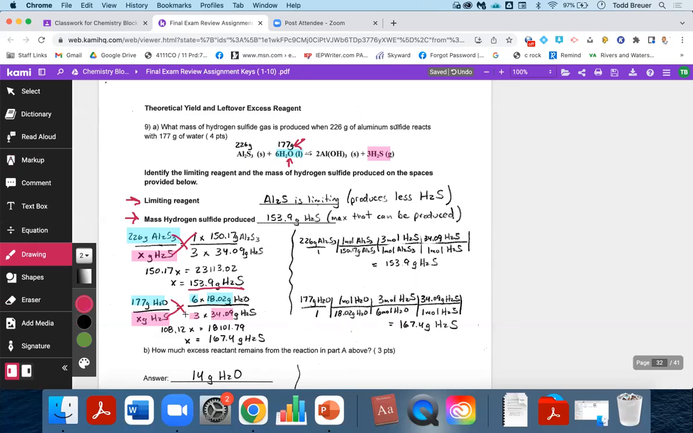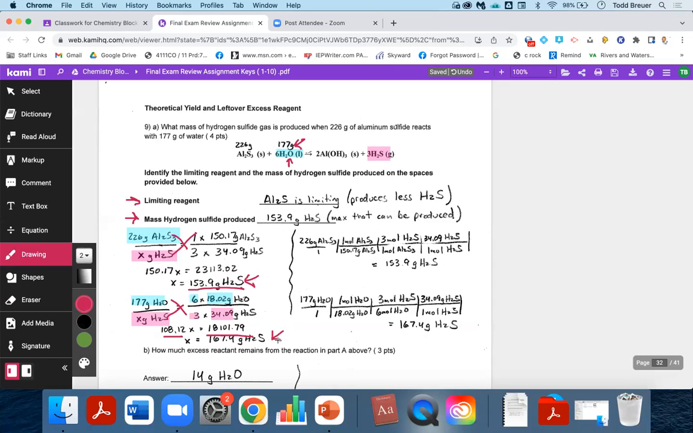6 times X times 18.02, we get 108.12. 177 times 3 times 34.09, we get 18,101.79. Divide each side by 101.82, 167 grams. So the Al2S3, or aluminum sulfide, could make 153.9 grams of hydrogen sulfide, this value, and the water could make 167 grams of hydrogen sulfide.